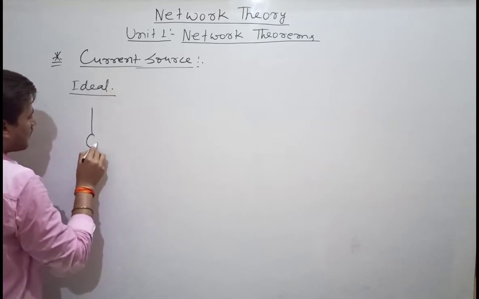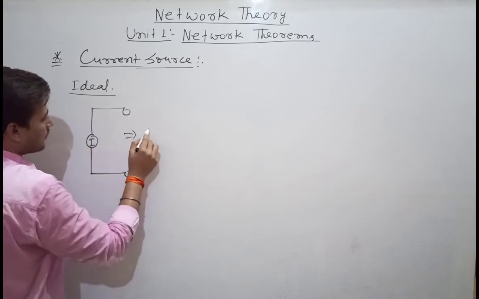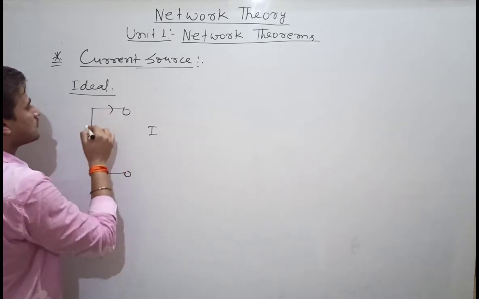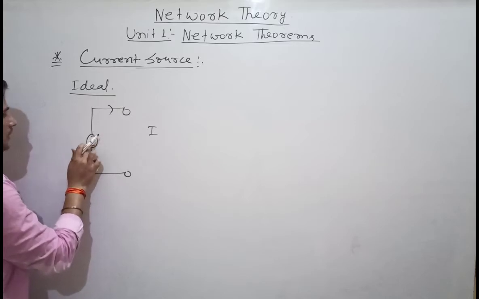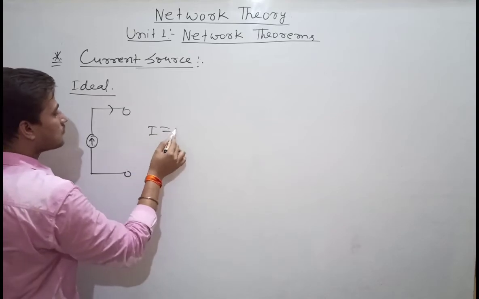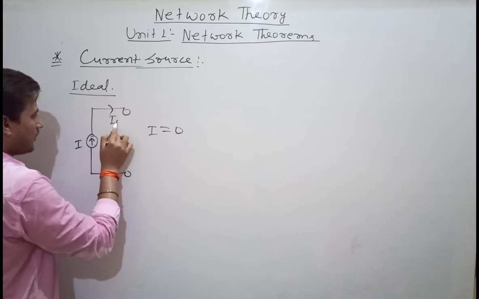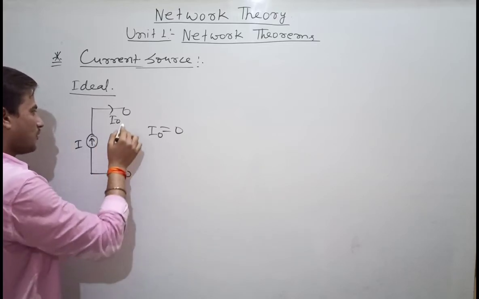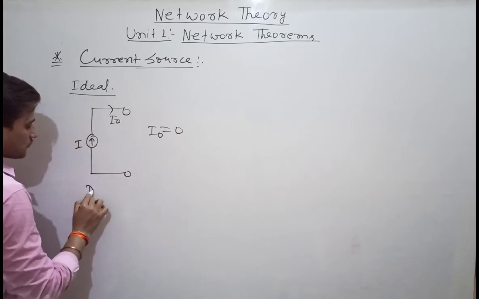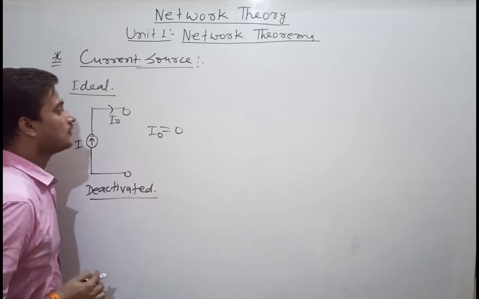See, this is the circuit. What will be the value of current? Here this current is I. This is the symbol of a current source. Current is I, but here if you write the current, it will be 0. Somebody is asking you to write I0, so I0 will be 0. Why? Because this is open circuited. So you can see that here the current source is deactivated. Come to the second condition.